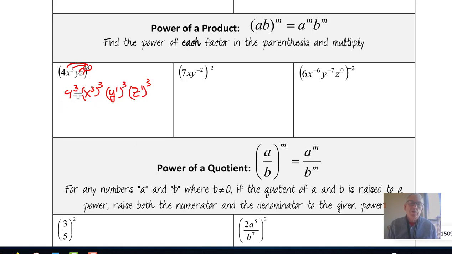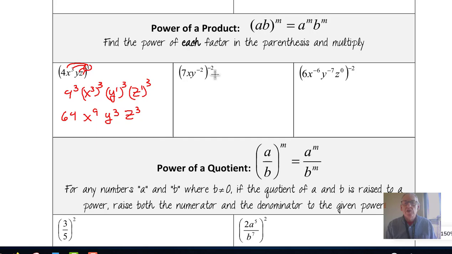4 times 4 is 16, times 4 makes 64. We've got x to the 9th; 3 sets of 3 x's is x to the 9. We have 3 sets of 1 y, that's y to the 3rd. And we have 3 sets of 1 z, z to the 3rd. So there's the final answer for that.